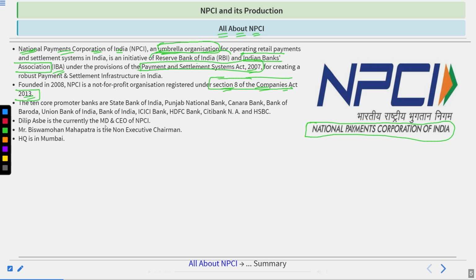Dilip Asbe is currently the MD and CEO of NPCI. Mr. Vishwamohan Mahapatra is the non-executive chairman. Again, I will say the same thing which I told you in the previous lecture: you must update yourself with these head positions because they are not static, they are dynamic. The headquarters of NPCI is in Mumbai. Got it?